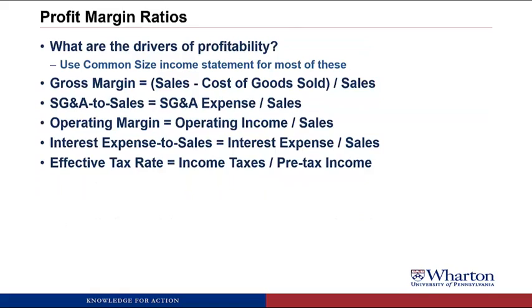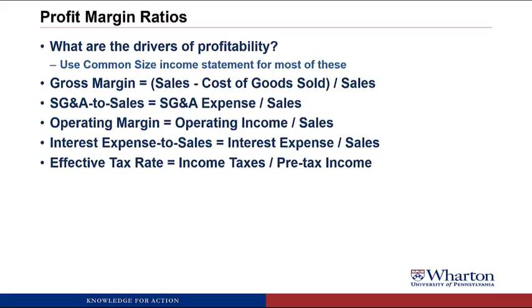We're going to start by looking at the profit margin ratios to try to figure out what are the drivers of Plainview's profitability. Most of these ratios are going to come straight from the common size income statement. We're going to look at gross margin, which is sales minus cost of goods sold divided by sales, which gives us a sense of the markup of the selling price over cost.